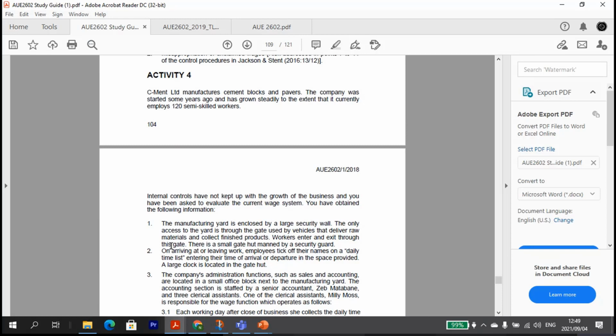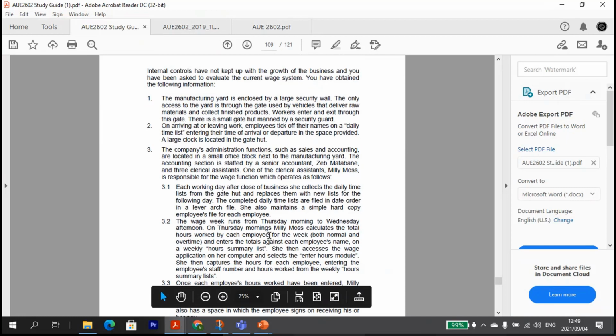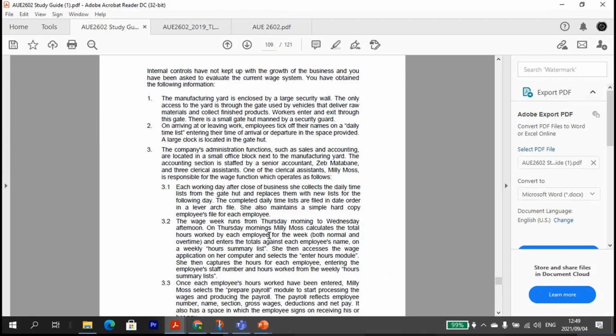So Cement Limited manufactures cement blocks and pavers. The company was started some years ago and has grown steadily to an extent that it currently employs 120 semi-skilled workers. Background of the company. Internal controls have not kept up with the growth of the business. You have been asked to evaluate the current wage system, and you've obtained the following information.